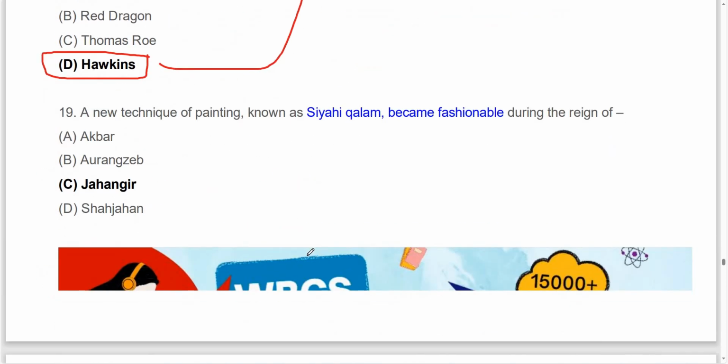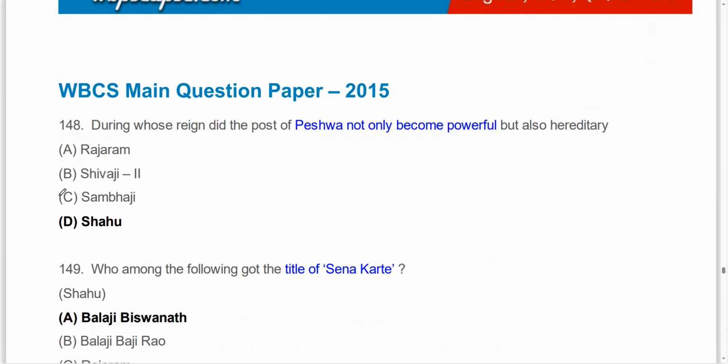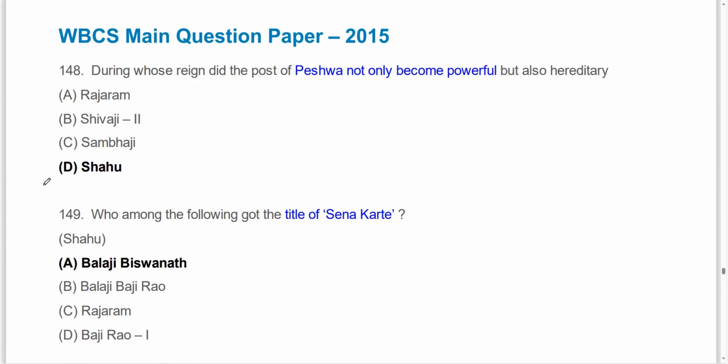Moving on to the next question. A new technique of painting known as Shiai Qualm became fashionable during the reign of Jahangir. Shiai Qualm, what kind of technique was this? A new fashion technique, let's just say. Shiai Qualm, Jahangir.